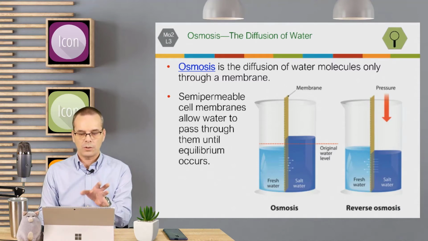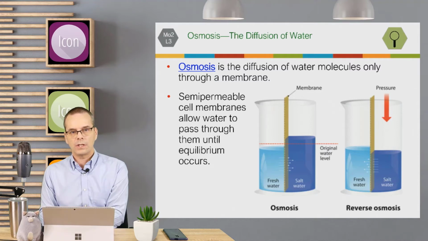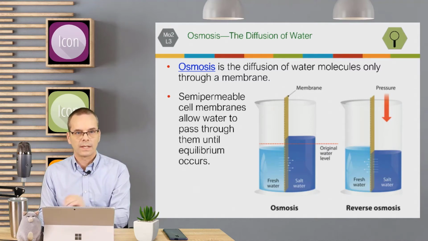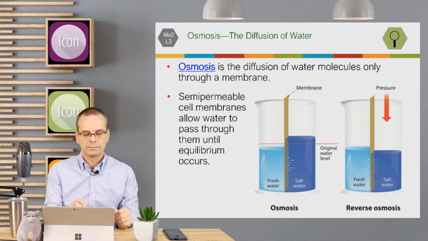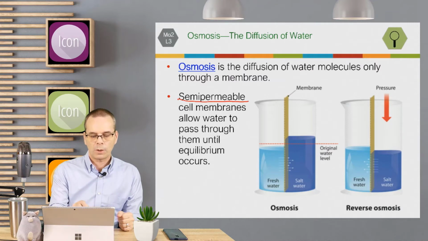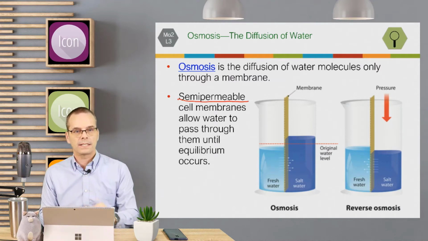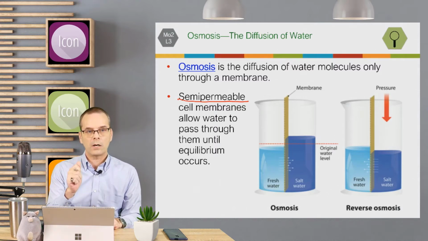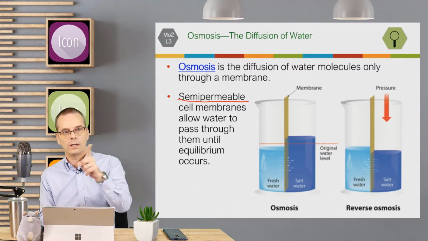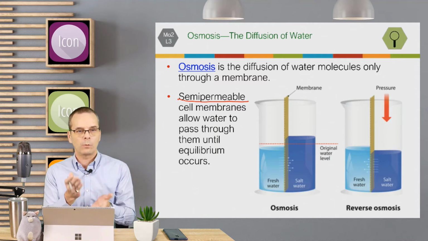Osmosis is diffusion of water molecules only through a membrane. So when you're dealing with water molecules going through a membrane, we call that osmosis. You should also remember this word, semi-permeable. Semi-permeable means that things can pass through it. It's not completely blocking it. So semi-permeable cell membranes allow water to pass through them until equilibrium is achieved.